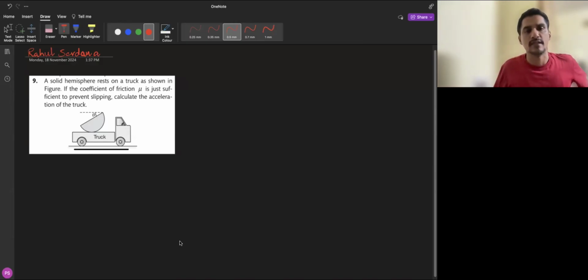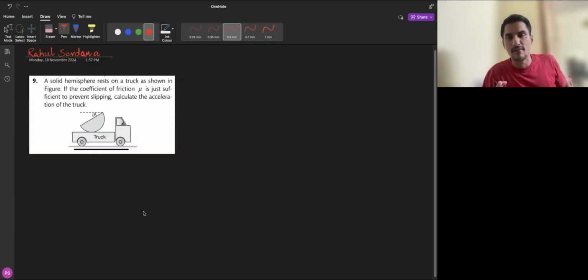A solid hemisphere rests on a truck as shown in the figure. If the coefficient of friction mu is just sufficient to prevent slipping, calculate the acceleration of the truck. It's just asking us to calculate the acceleration of the truck. How to calculate it? Based on that hemisphere, we are going to calculate the acceleration of the truck. How? Let us draw the free body diagram of this solid hemisphere.